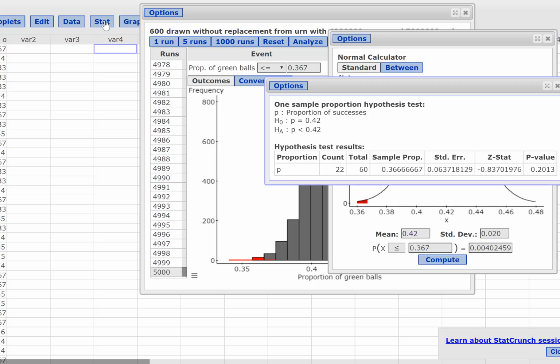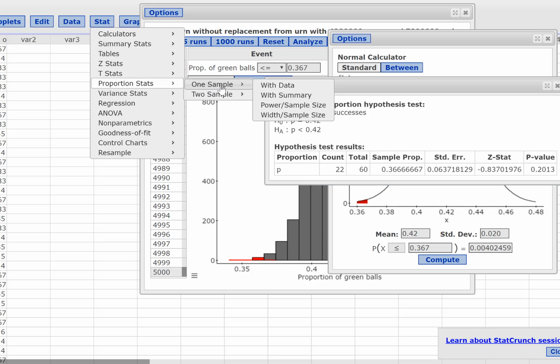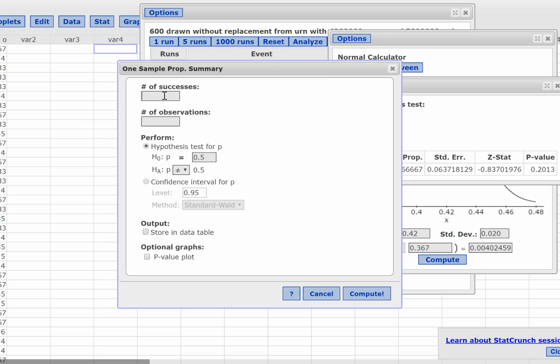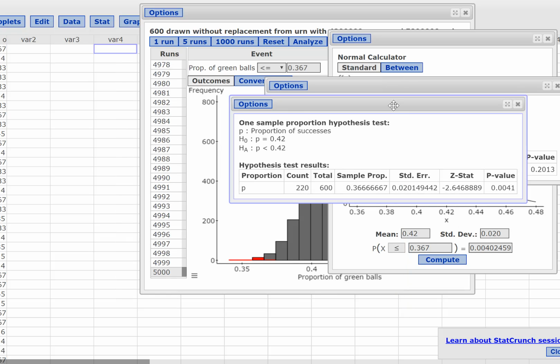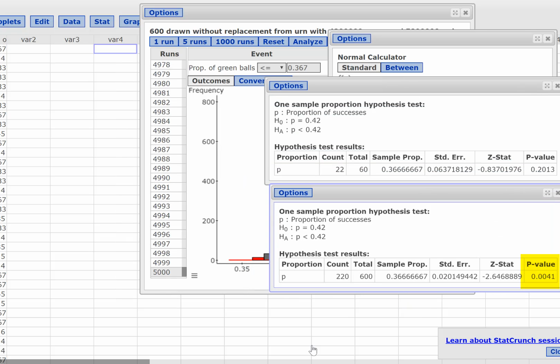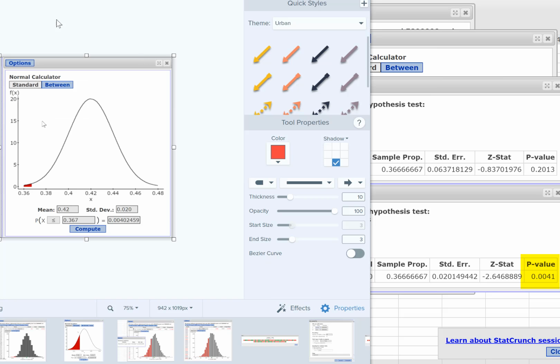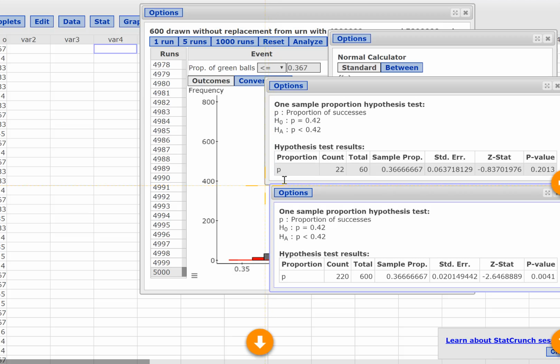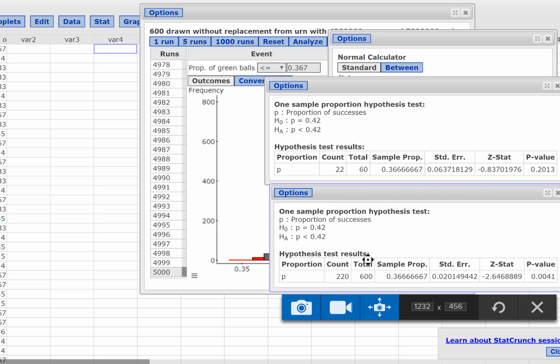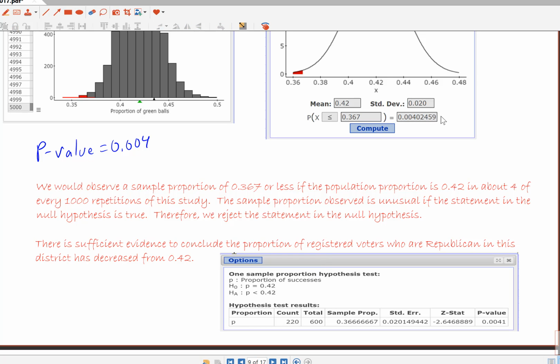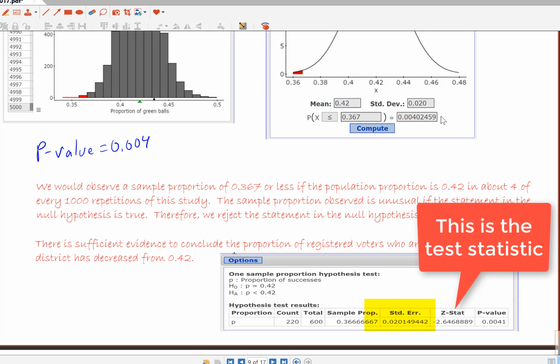If you had a sample of size 600, Stat, Proportion Stats, One Sample with summary, 220 Republicans out of 600 is what we got. The proportion stated in the null was that p is 0.42. We have a less than alternative. Click compute, and bada bing, you're getting a p-value of 0.0041, which is exactly what we got when we did this the long way using the normal curve. They differ slightly because of rounding. I rounded my standard error to 0.020, and it was really 0.020149.